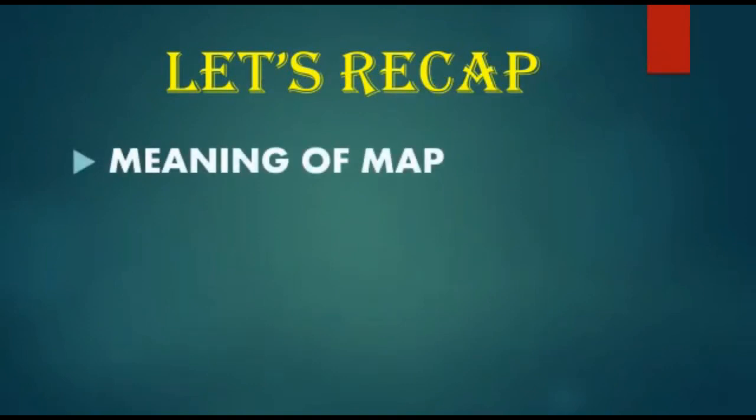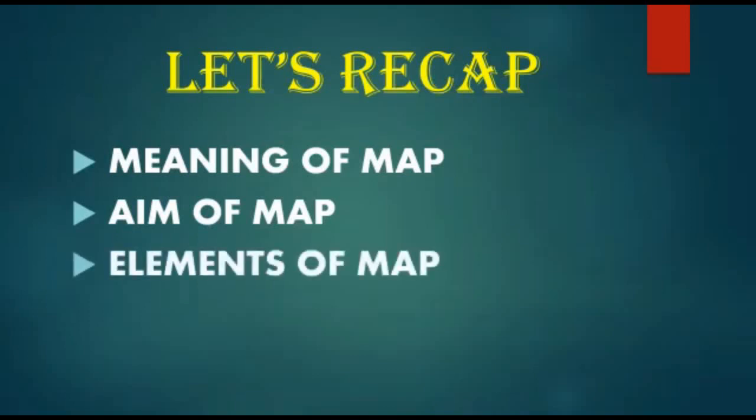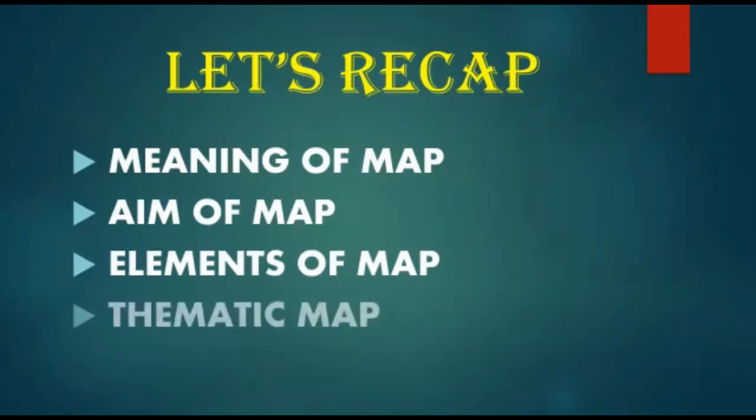Let's recap what we have studied so far. Lesson number 1, Distributional Map, Module 1. We have studied that a map is a visual representation or a drawing of the earth's surface or a part of it. It is drawn on a flat piece of paper. The aim of a map is to show a location on the earth's surface. Title, subtitle, arrow indicating direction, and scale strip are the elements of a map. The map which is based on a theme is known as a thematic map.